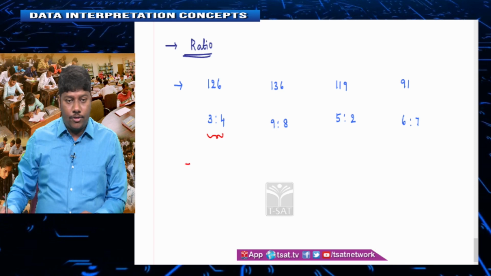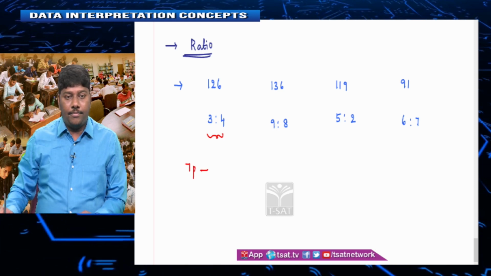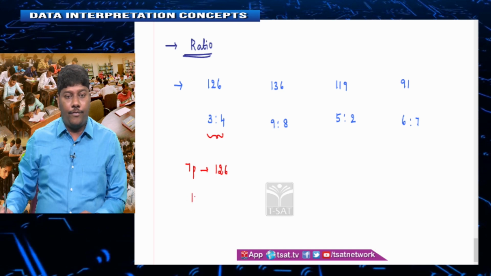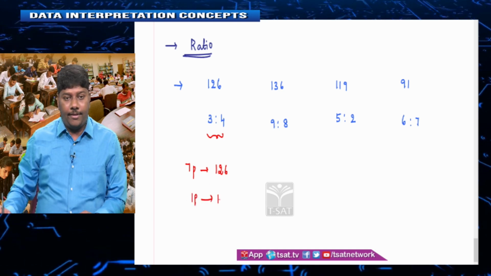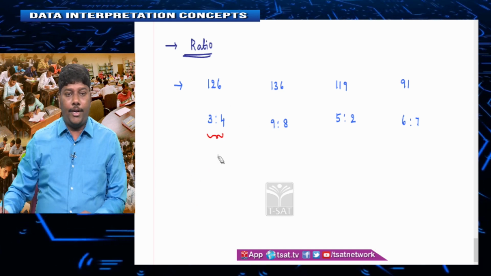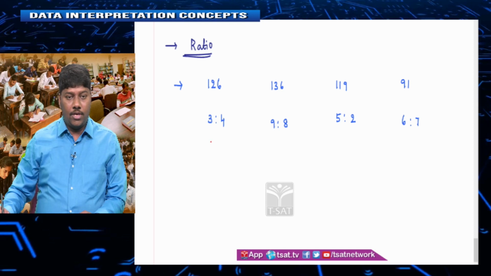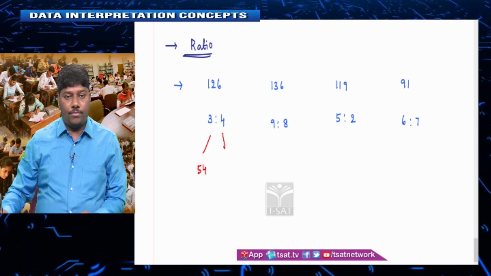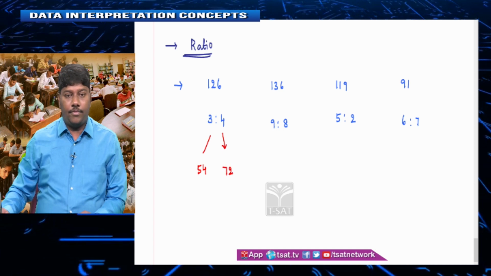In your mind, you should do this, not on the paper, but in your mind. 7 parts is 126. Therefore, one part is just 18. If one part is 18, I have to divide it in the 3:4 ratio. 3 18s are 54. 4 18s are 72. So, this is how you must divide it.